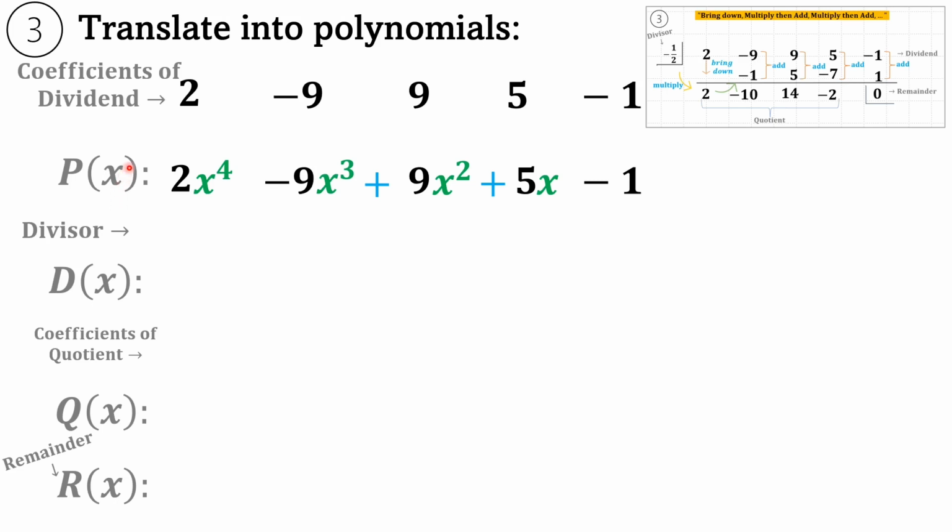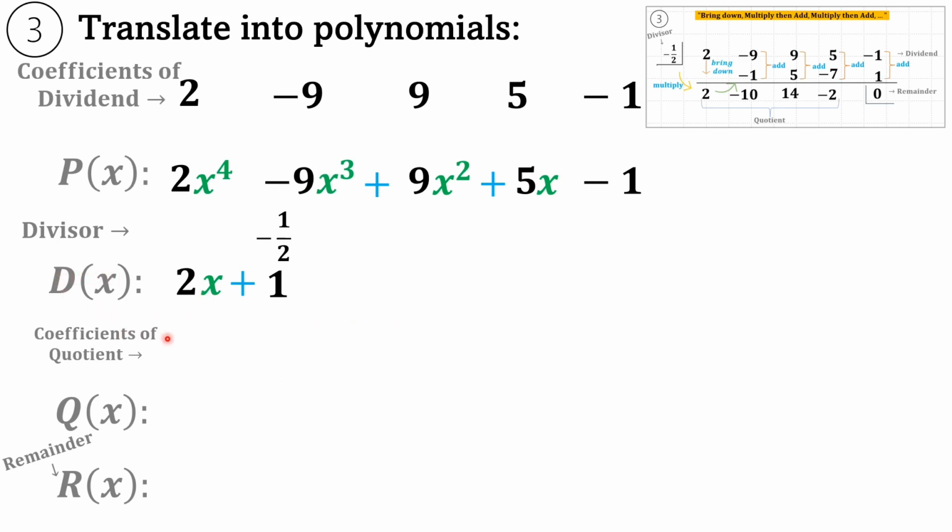Let's go to the divisor, negative 1/2. Into D of X, copy 1, then change minus into plus, and then from 1, the exponent of its variable is 0, and then 1. 0, 1. Degree of the D of X is 1.